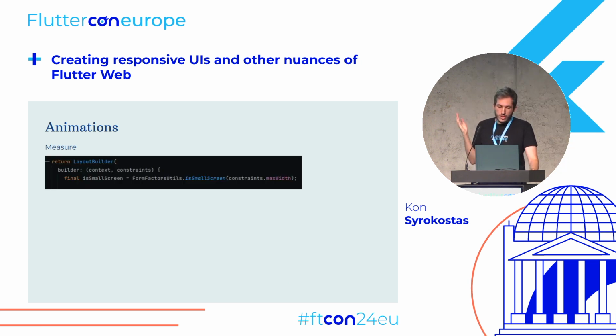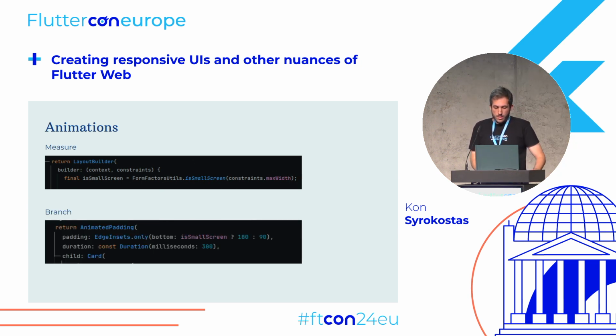So again, you can measure and check if it's a small screen. Here I use a LayoutBuilder, and I get the constraints and the max width. And you can branch, and here, based on if it's a small screen, we return a specific padding. But because we're using the AnimatedPadding widget, Flutter will take care of having an animation. So as the screen width is changing, the widget will move in an animated way. And this helps make the movement of the change look smoother.